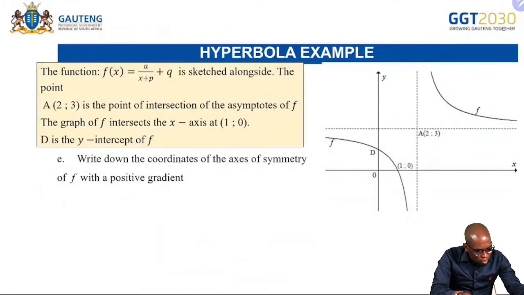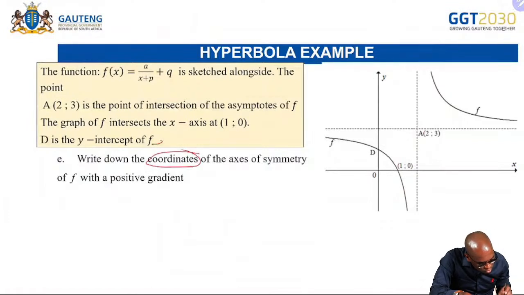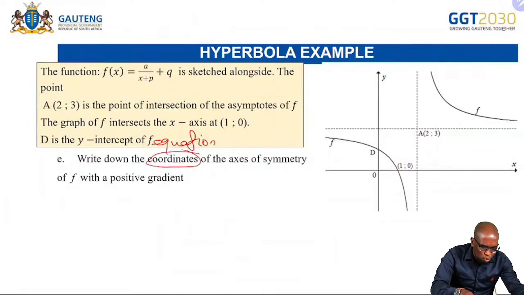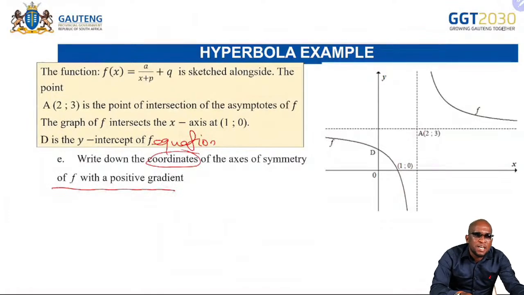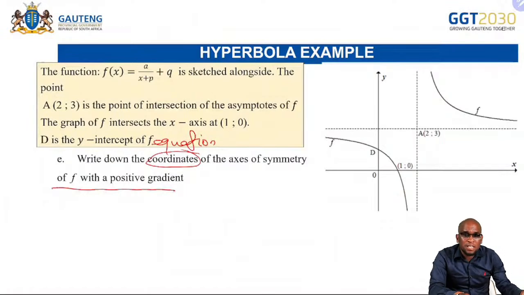Right, moving right along. They want us to write down now the coordinates of the axis of symmetry. There's a mistake here. We're supposed to say the equation. Write down the equation of the axis of symmetry of f with a positive gradient. It is the equation, not the coordinate.